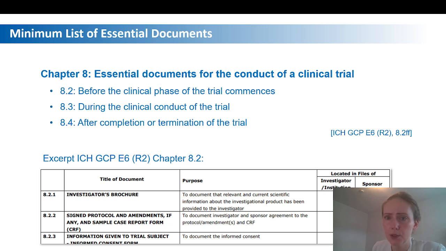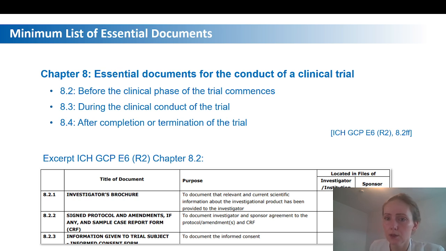In addition to what has already been filed according to Chapter 8.2, the documents in Chapter 8.3 should be added to the files during the trial to have all new relevant information documented as it becomes available.